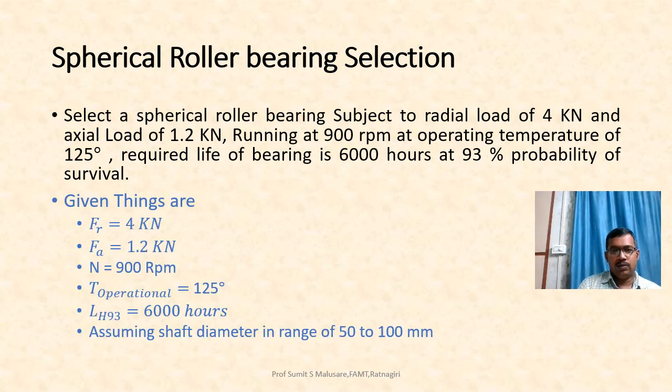Okay. So let us convert the given things into our standard nomenclature: FR 4 kilonewtons, FA 1.2, RPM N 900, T operational 125 degrees. Life in hours at 93% already, 6000 hours. Assuming the shaft diameter is 52, in between 50 to 100 mm. Now why we have to assume it? Because specifically for roller bearing, the values of E, X and Y are given for specific range of diameters.